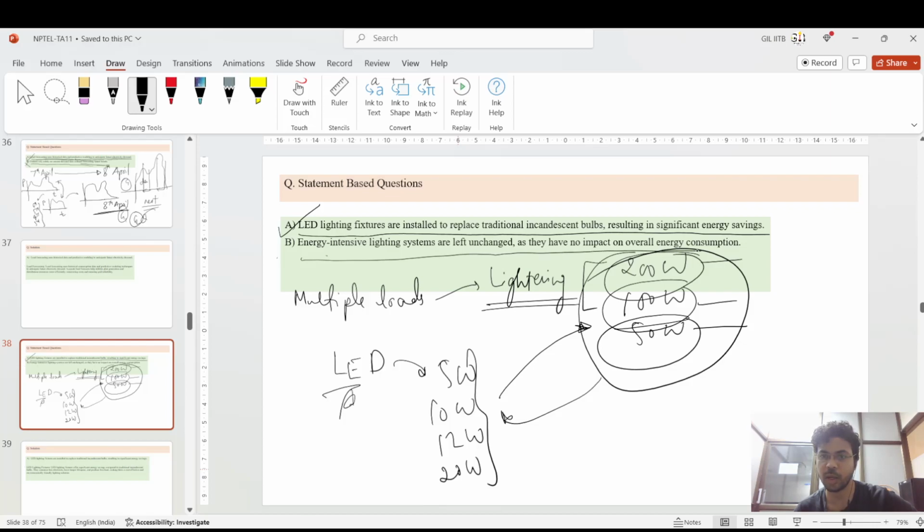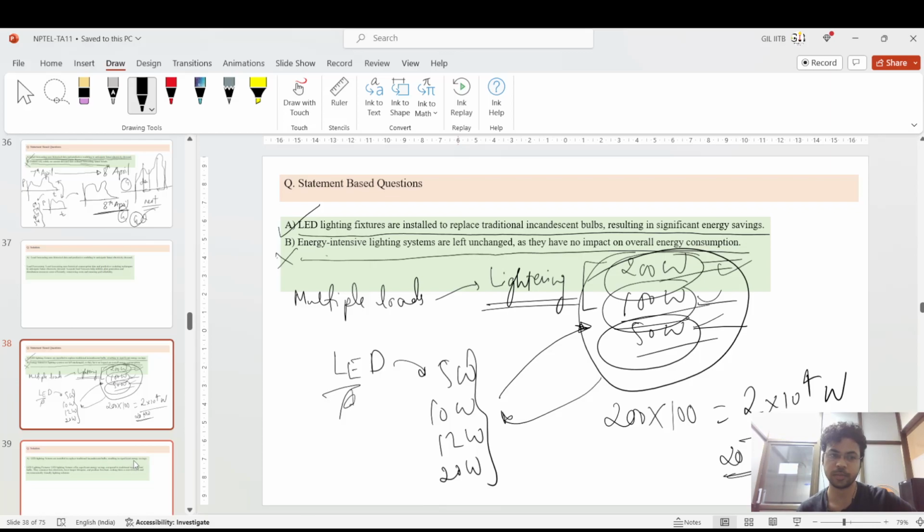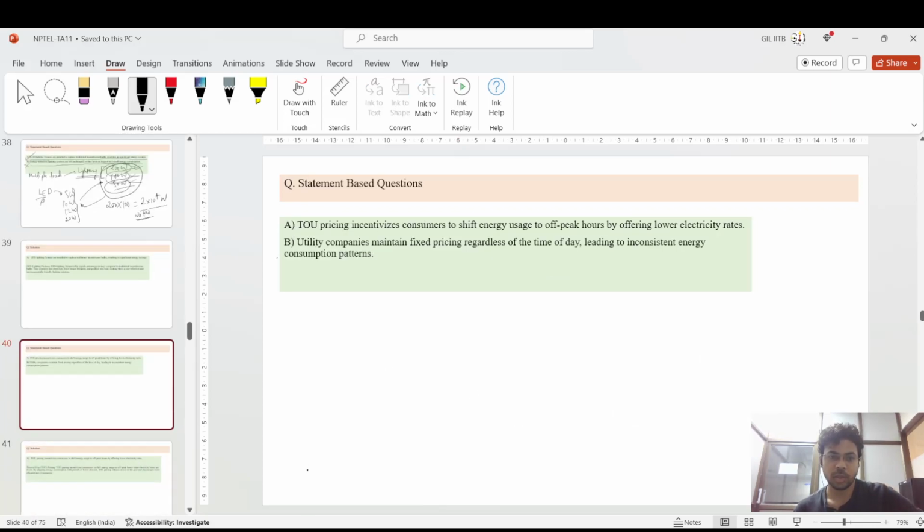The second statement is saying that energy intensive lighting systems are left unchanged as they have no impact on the overall energy consumption. That is false, because 200 watt, 100 watt, 50 watt are high power consuming loads. If you use 200 multiplied by, suppose, 10 houses, it comes out to be 2 into 10 to the power 4 watt. Okay, 20 kilowatt is going into the light bulbs alone. So this is a huge concern.